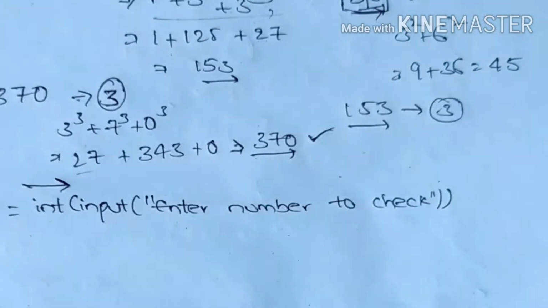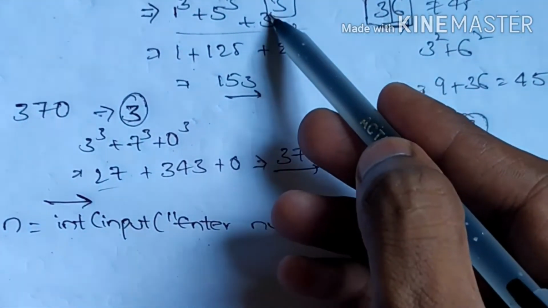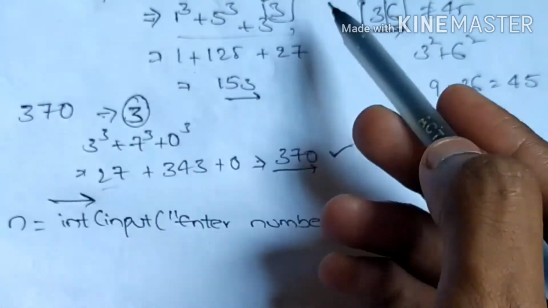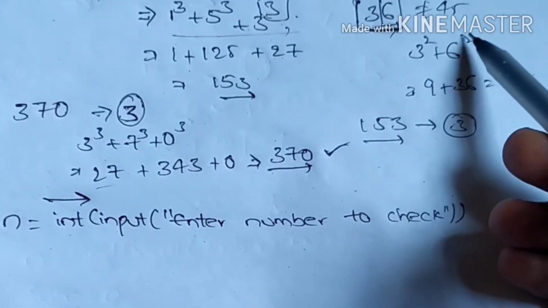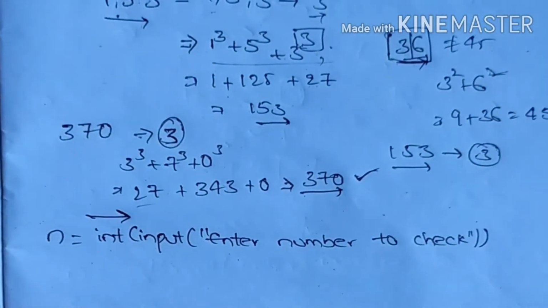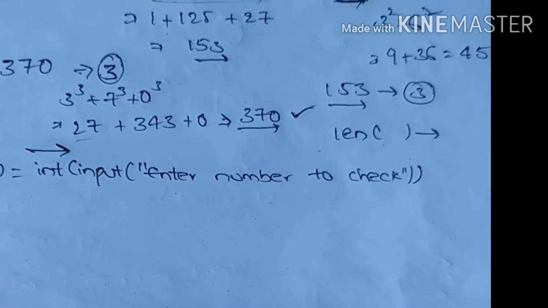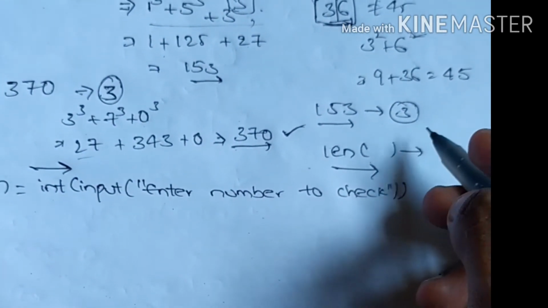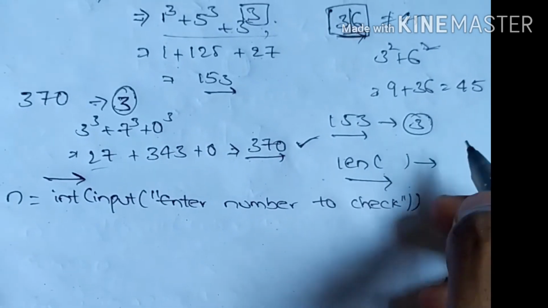So we have to, for making power, here we given 3. In 153 here we given 3. In 36 we given square. So we have to know the length of the number, right? So in Python we have one built-in function, that is length, which will give the length of that particular string.